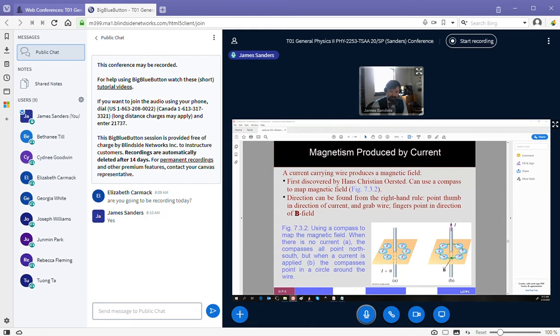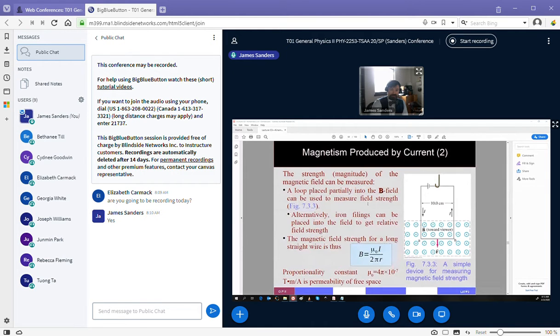Whereas with zero current, they all just kind of point to what we'd call the North Pole, the North Pole as defined by the magnetic South Pole, but geographic North Pole, or near geographic North Pole. All right, so you can try to measure the magnetic field strength by using stuff that we saw from last time.